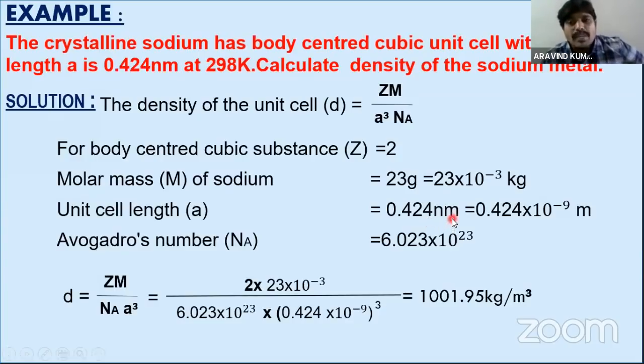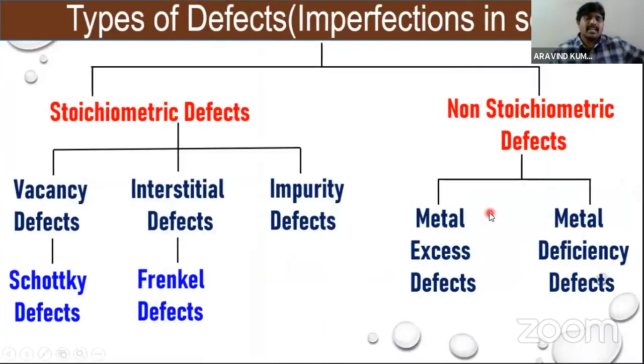You know, children, 1 nanometer is equal to 10 to the power of minus 9 meters. Therefore, 0.424 nanometer is equal to 0.424 into 10 to the power of minus 9 meters. Avogadro number, as you know, its value is 6.023 into 10 to the power of 23. Substituting these values, you will get density, which is 1001.95 units, children, kg per meter cube. What are the units? Kg per meter cube. In this way, this is a model problem I have explained in order to calculate the density of the sodium metal. Right.